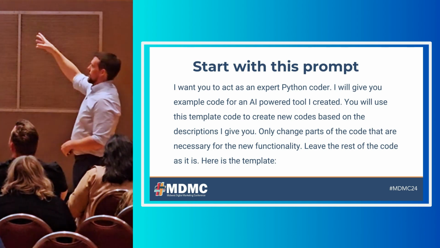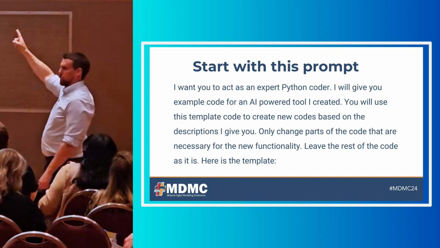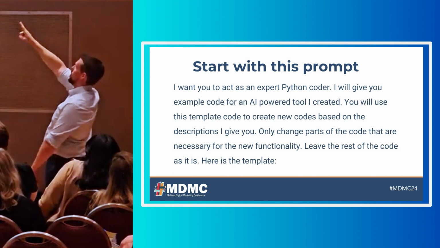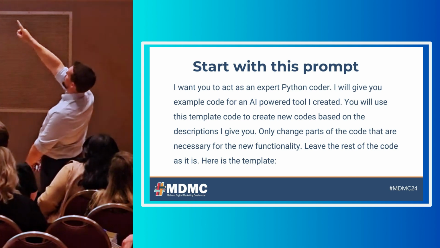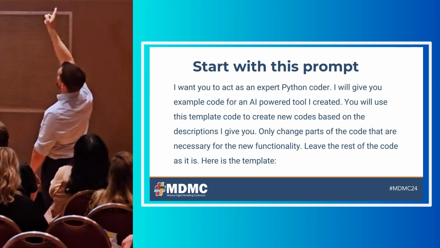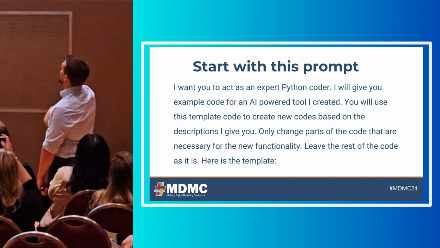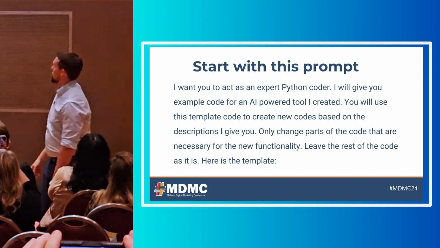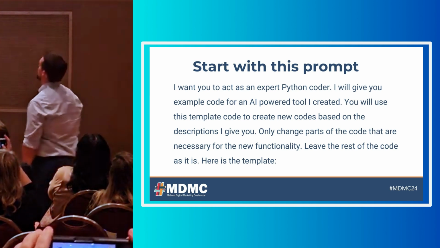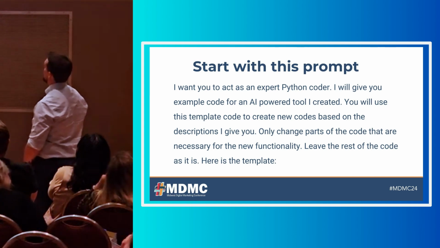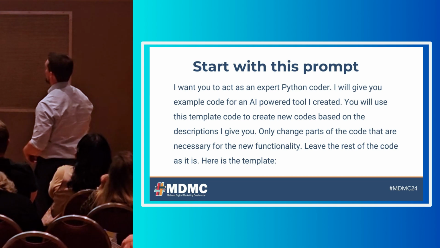Here, oh, actually, here's the prompt. Again, I did it again. This is the prompt. So the thing I was just saying, let's see how close I got. I want you to act as an expert Python coder. I will give you example code for an AI-powered tool I created. You will use this template code to create new code based on the description I give you. Only change parts of the code that are necessary for the new functionality. Leave the rest of the code as it is.